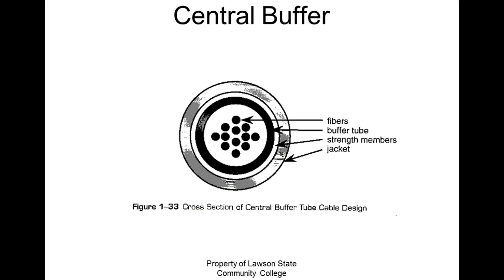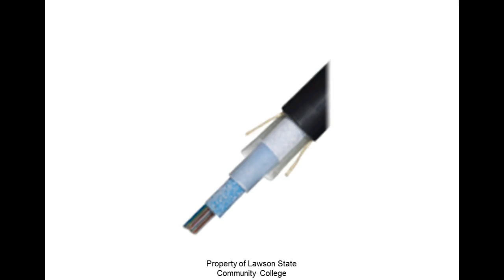Then we have what we call a central buffer. What we have is we have the fiber, we have a buffer tube around each fiber, and then we have a strength member coming out on the outside. So this would be an example of central buffer. Okay.